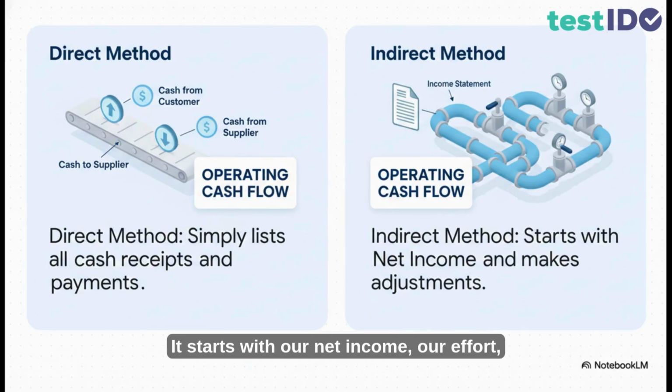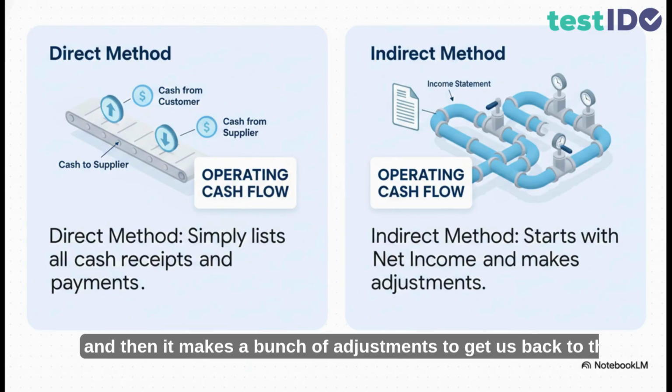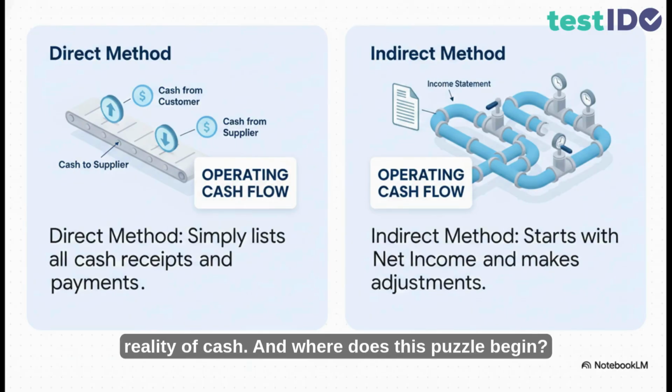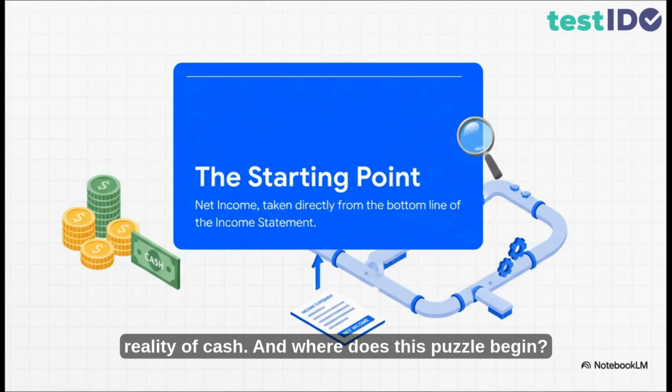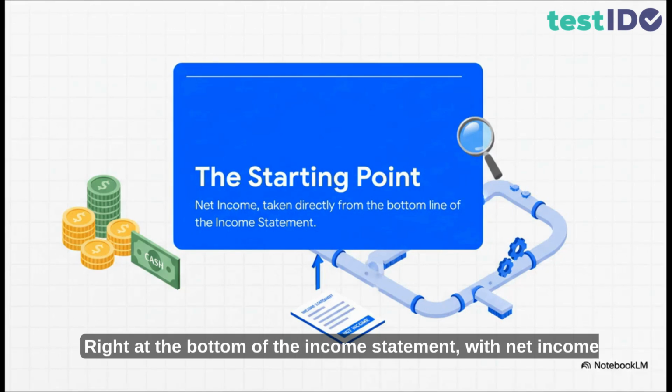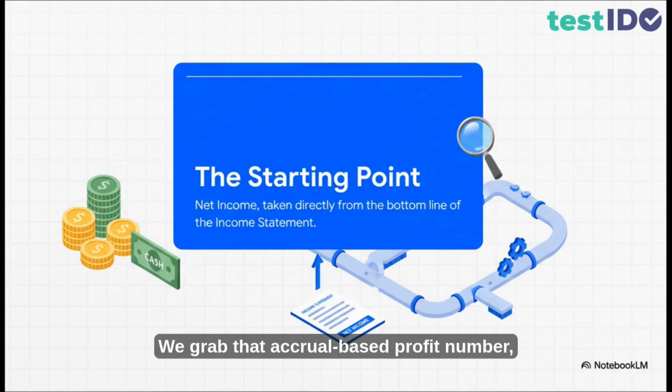It starts with our net income, our effort, and then it makes a bunch of adjustments to get us back to the reality of cash. And where does this puzzle begin? Right at the bottom of the income statement, with net income. We grab that accrual-based profit number, and we use it as our starting point. From there, our job is to clean it up, to figure out what the actual cash number is.